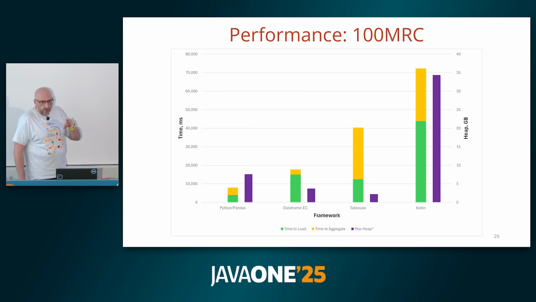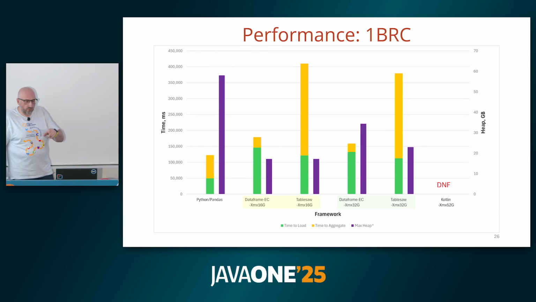And one thing here, for the pure Java frameworks, there are two sets of results. We wanted to see how they perform under moderate pressure. So we did tests with 16 gigs and 32 gigs of RAM. All right, so what can we get out of these results?